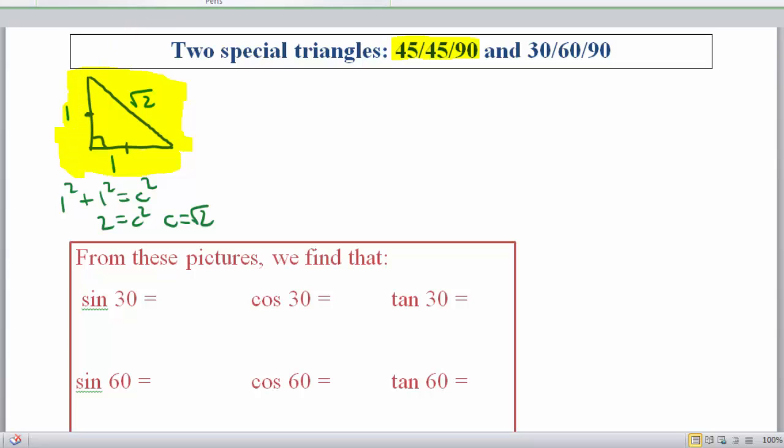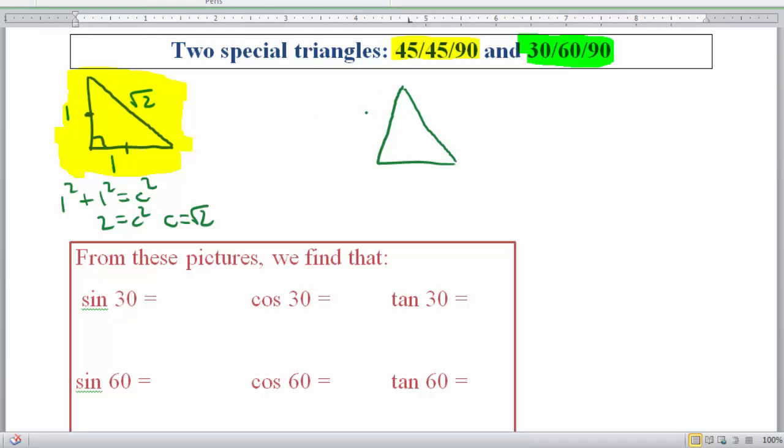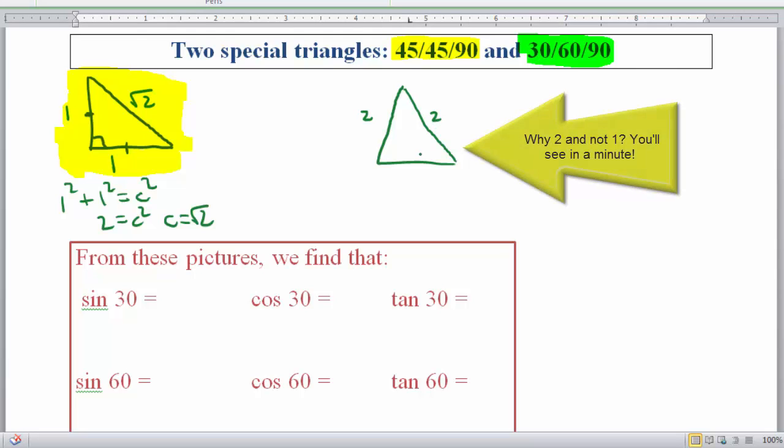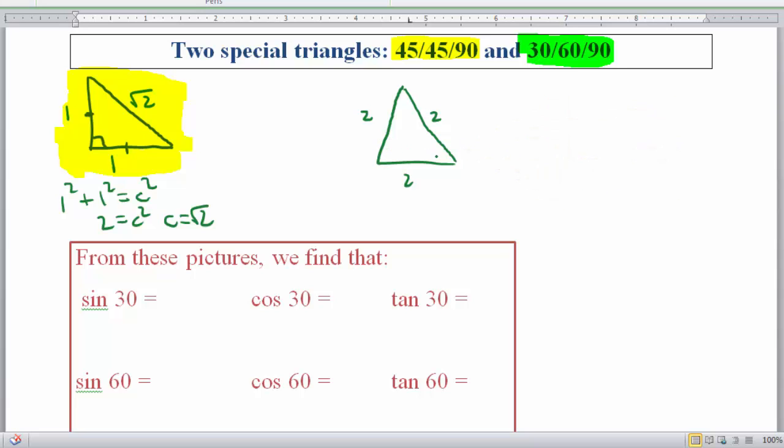And then the other triangle, which is the 30, 60, 90 triangle, the way that this is usually derived is what people do is they start with an equilateral triangle, and an equilateral triangle has 3 equal sides and 3 equal angles. Now that's not a great picture, but we'll assume that these sides here are all 2. Okay? And this is an equilateral triangle. So each of the angles here is a 60-degree angle. So this is 60, 60, 60.